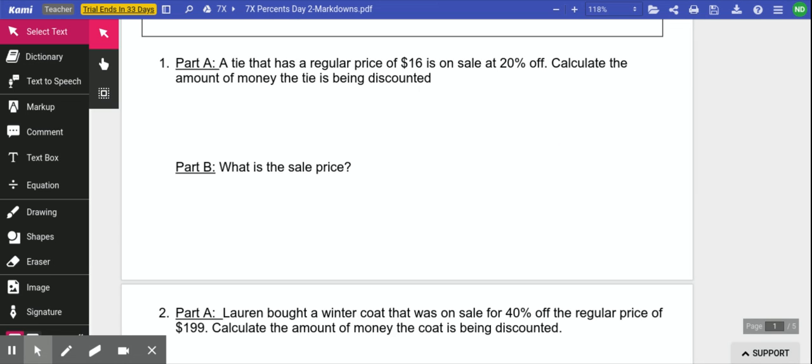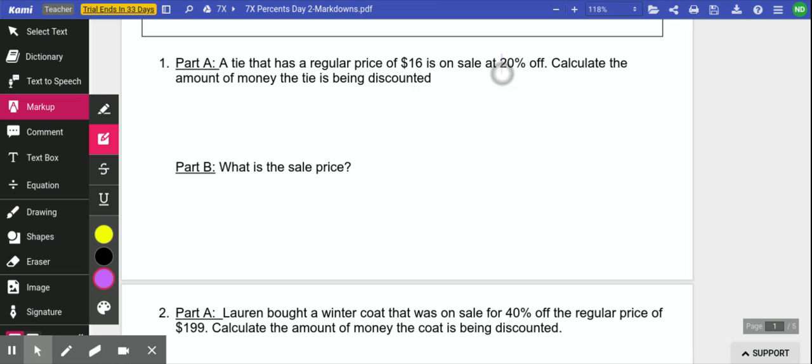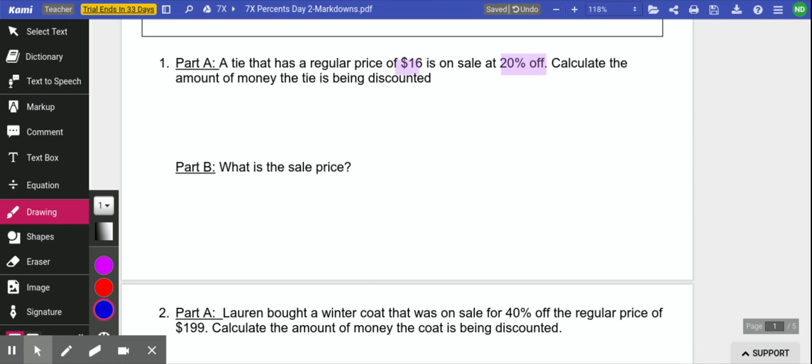Okay, guys, so again, read carefully. I only have to figure out for part A the amount of money that the tie is being discounted. Well, I know the tie is 20% off of the regular price, which is $16. So again, I'm finding the percent of a number. I have to determine what is 20% of 16.